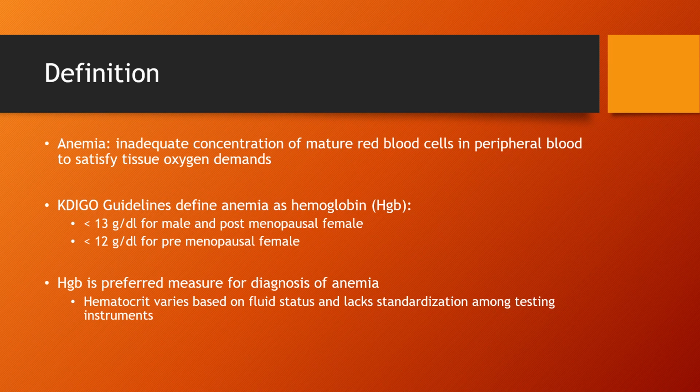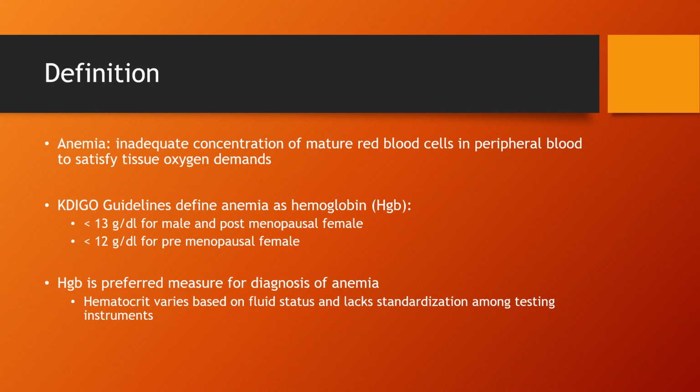Now, there are direct cutoffs from the KDIGO guidelines that define anemia as less than 13 for males as well as postmenopausal females, and less than 12 for a premenopausal female. This just accounts for the fact that as younger women go through their monthly period, they're going to lose blood, so naturally their hemoglobin is slightly lower.